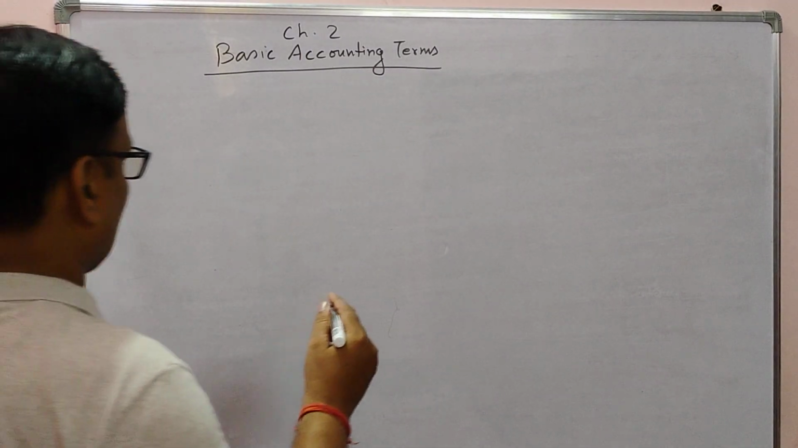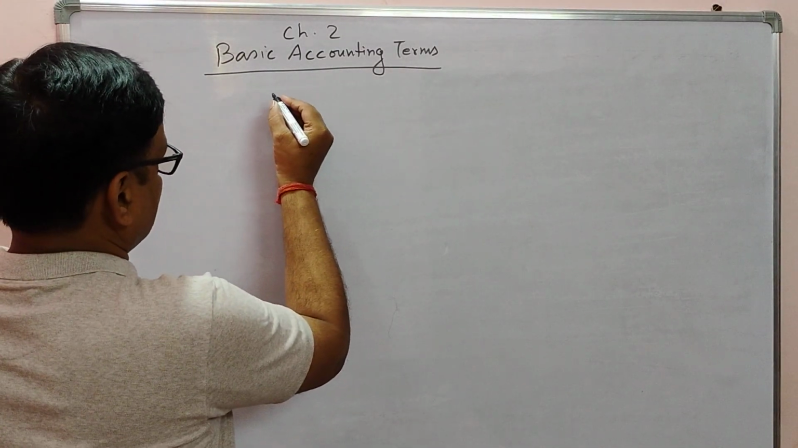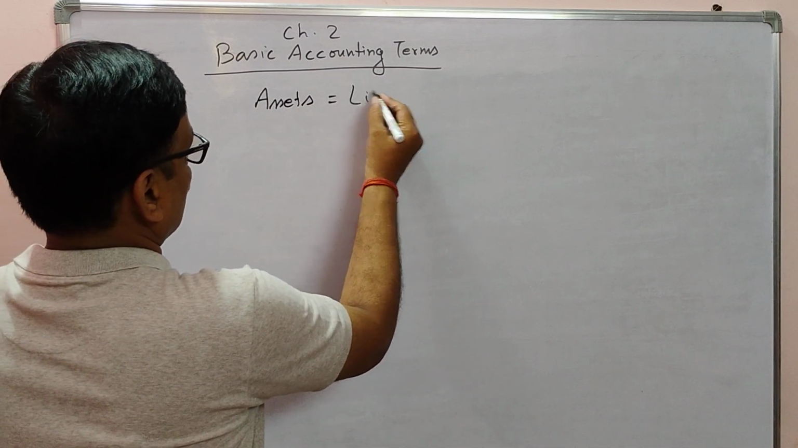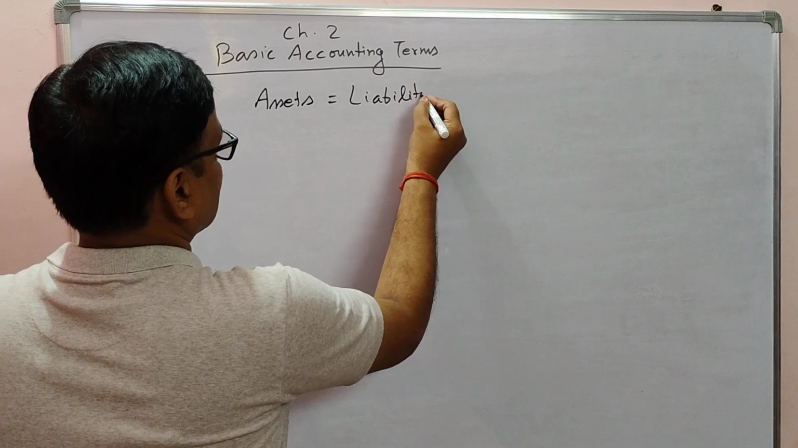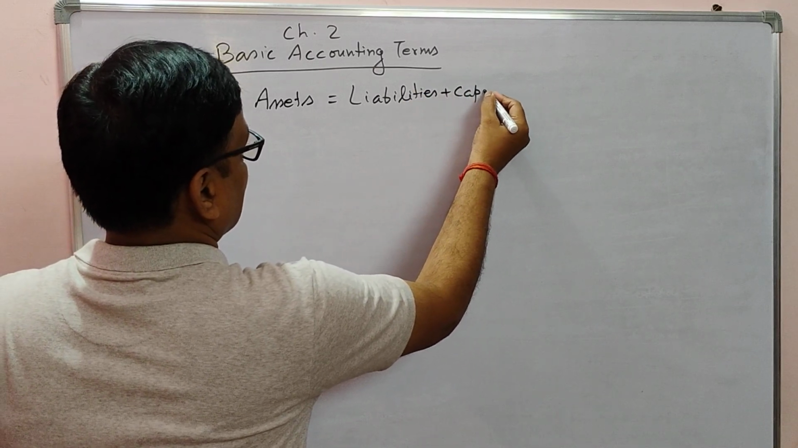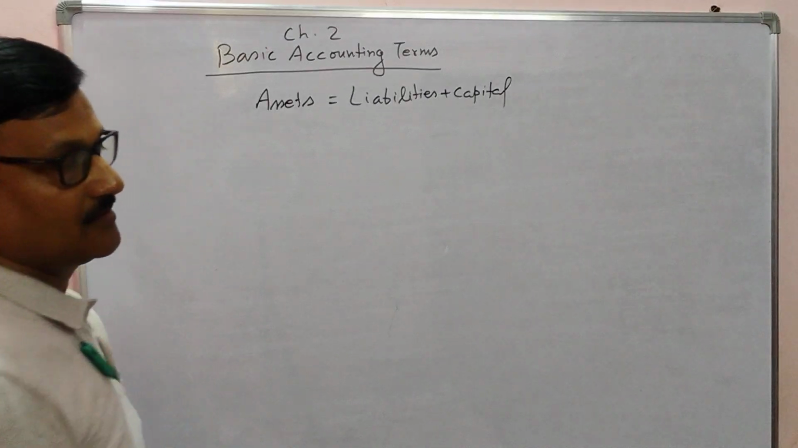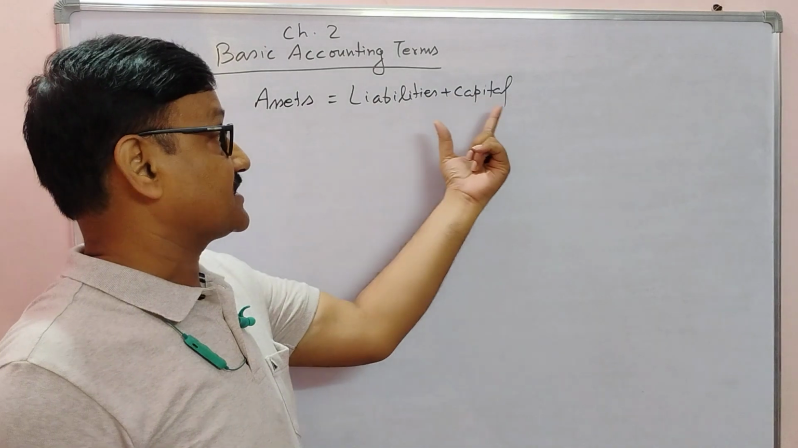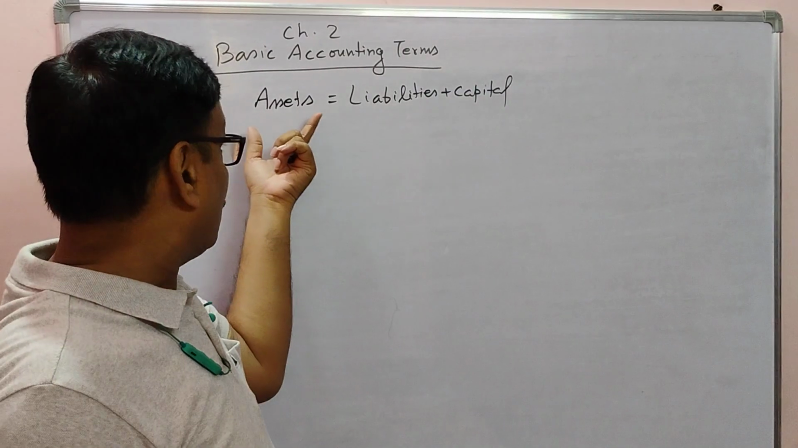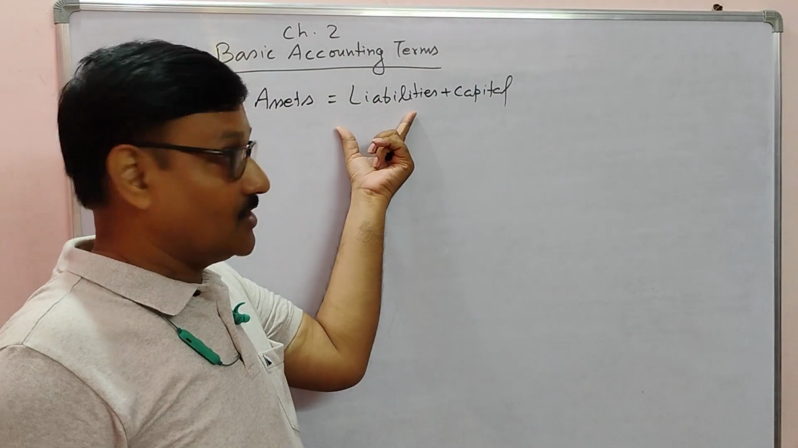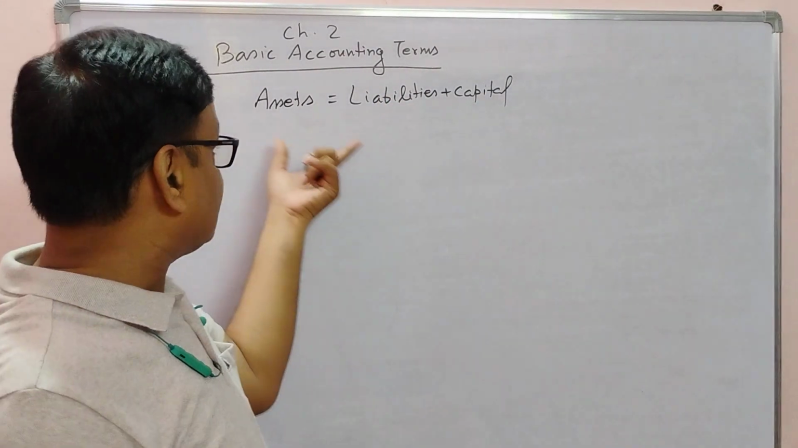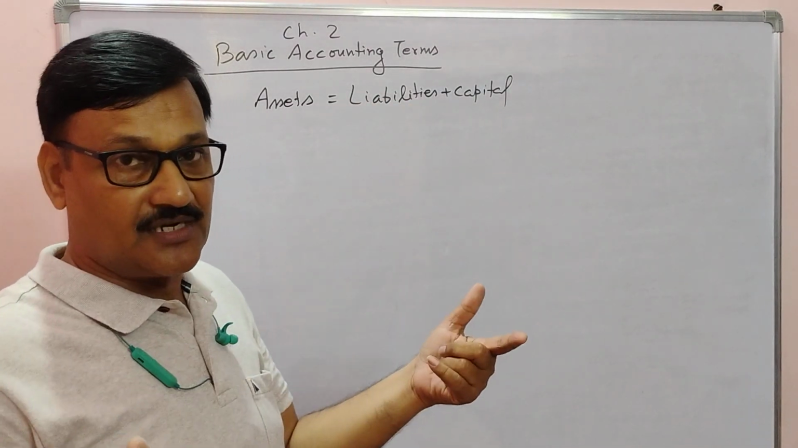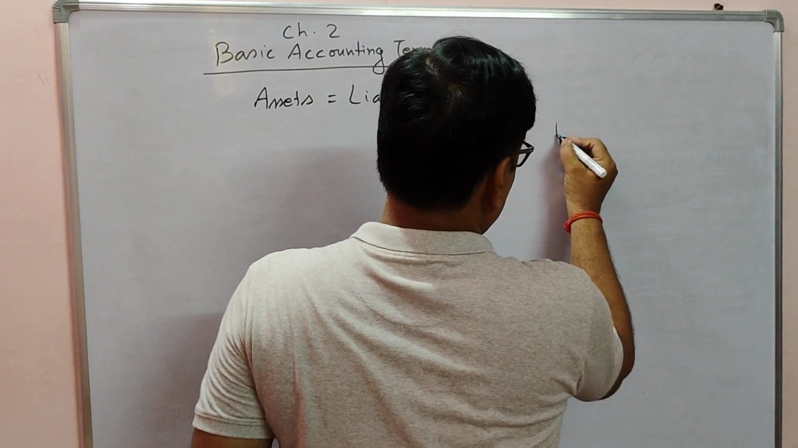Let us take one equation, that is assets is equal to liabilities plus capital. This is the accounting equation. Asset is equal to liabilities plus capital. I will tell you what is asset, what is liabilities, what is capital, and what is the expanded form of this equation. Expanded and pictorial presentation of this equation is the balance sheet.